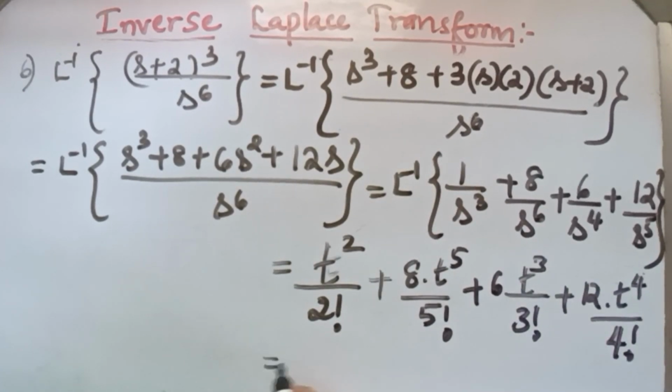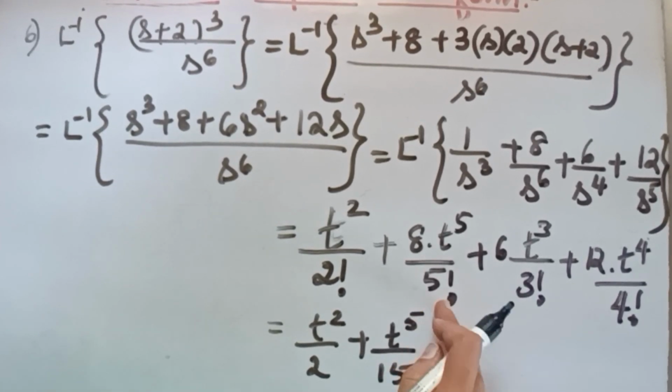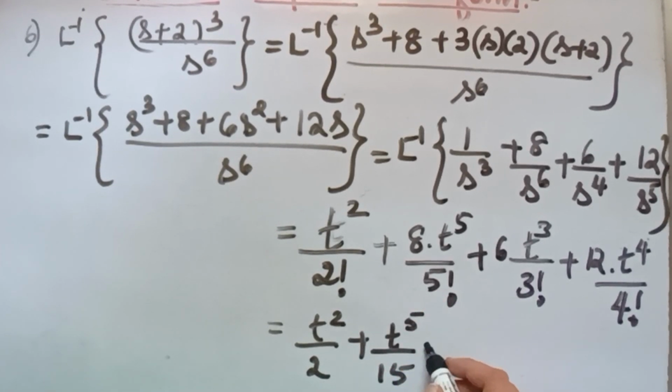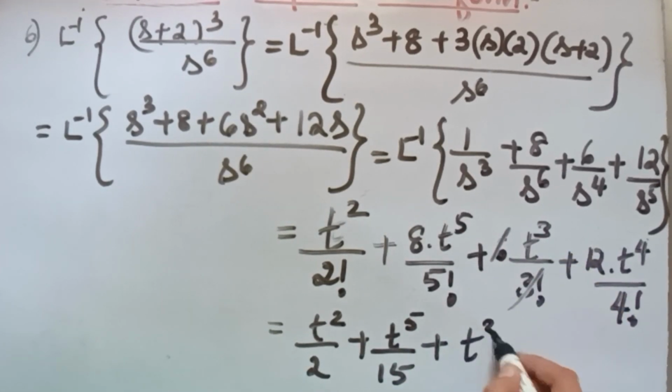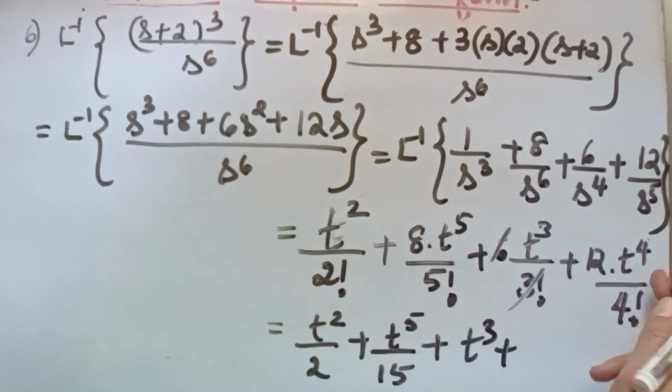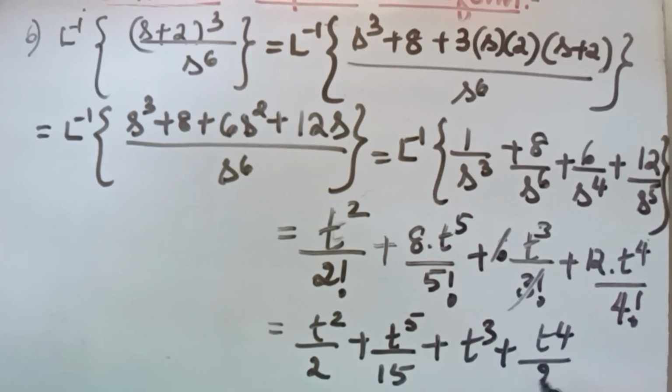Let us simplify this. This is t square by 2 plus t to the power 5 by 15. 5 factorial is 120. Plus 6 and 3 factorial cancels, t cube, plus 12 into t to the power 4 by 24, so t to the power 4 by 2. This is the final answer.